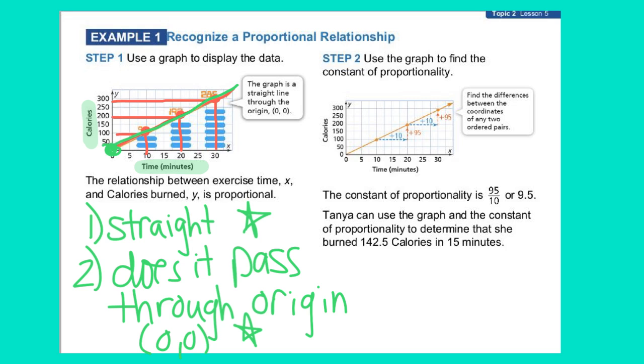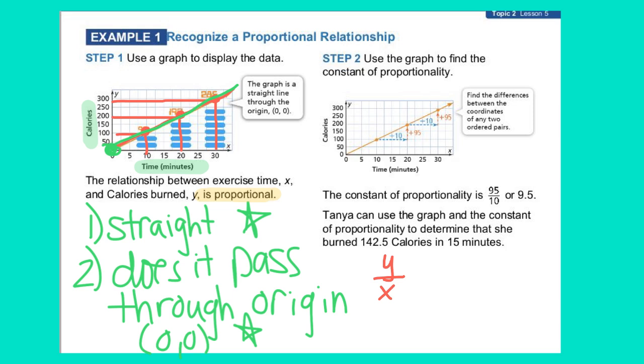So this first one, all you're looking for is 2 things. If they give you the graph, you're looking for, is it straight? And does it pass through the origin? Now, we're going to do a little bit more from that. Once we know it's proportional, then we can find our COP. So if you remember when we were doing COP, we were doing Y on top and X on the bottom.